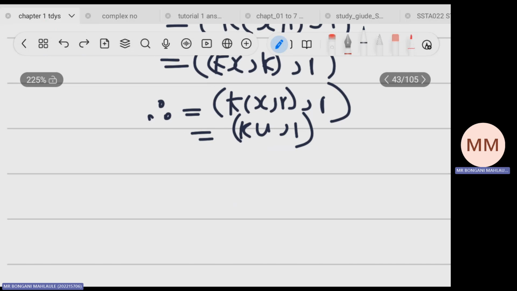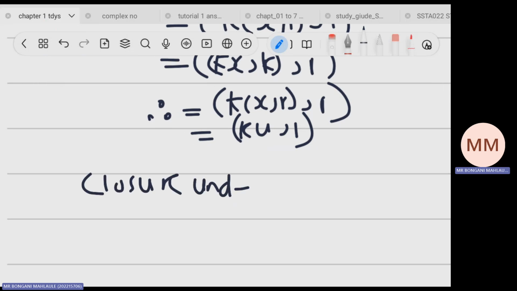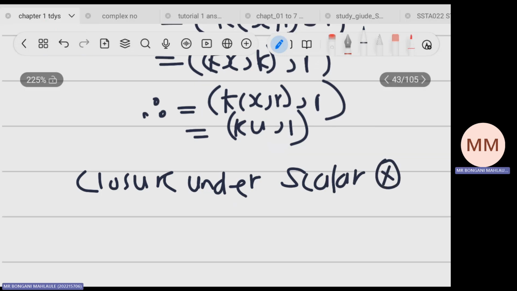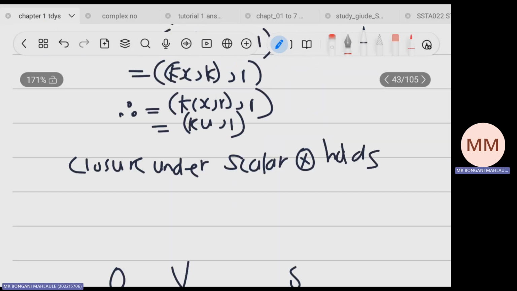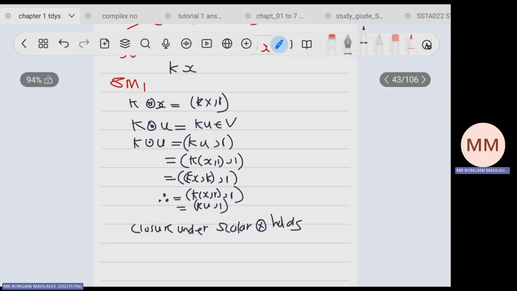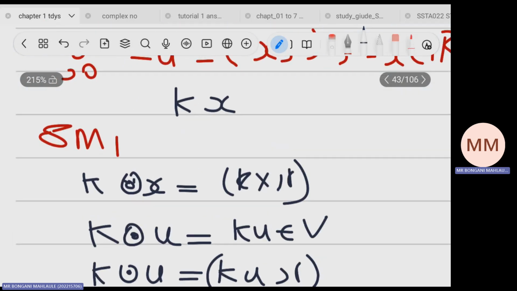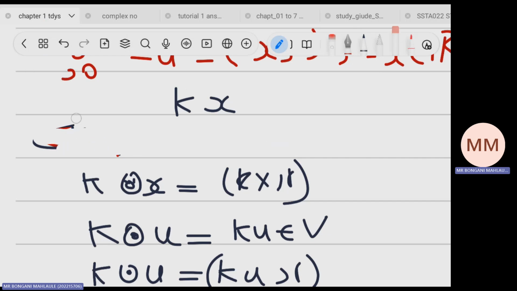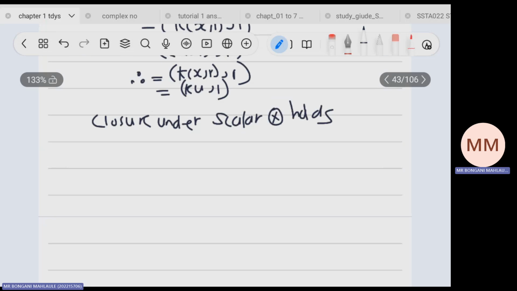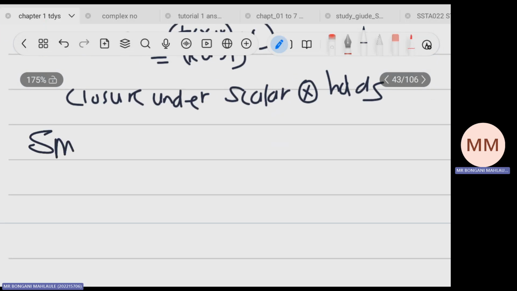So we can say that closure under scalar multiplication holds. And we can check, because SM1 is done, then come and check SM2, which is the distribution property.